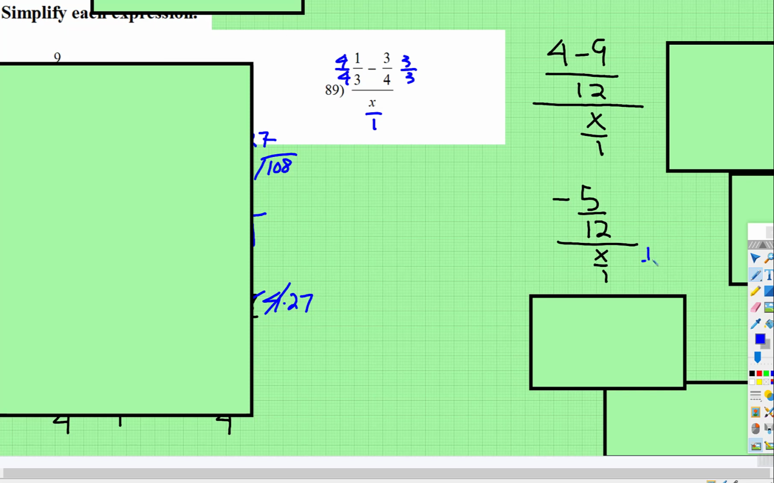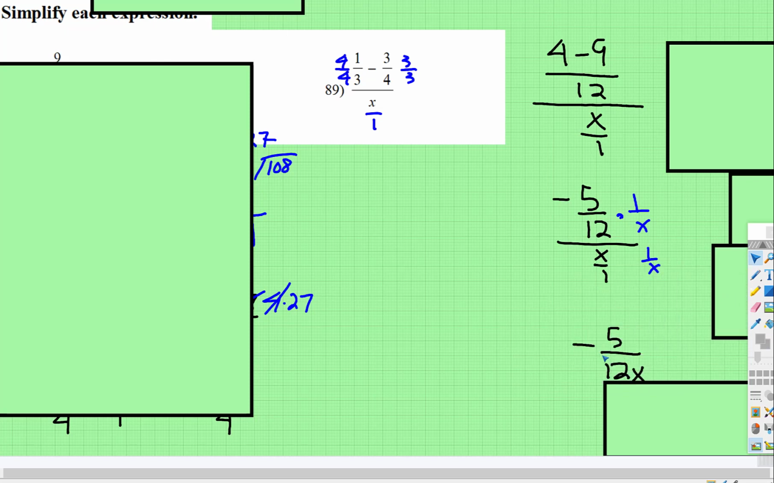over 1, and now I'm just going to multiply top and bottom. So this one simplified pretty easily. It ends up simplifying to negative 5 over 12x. And that's it for this one.